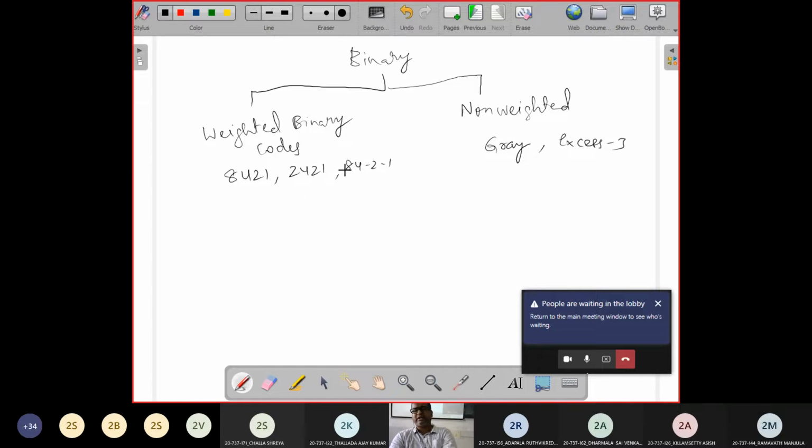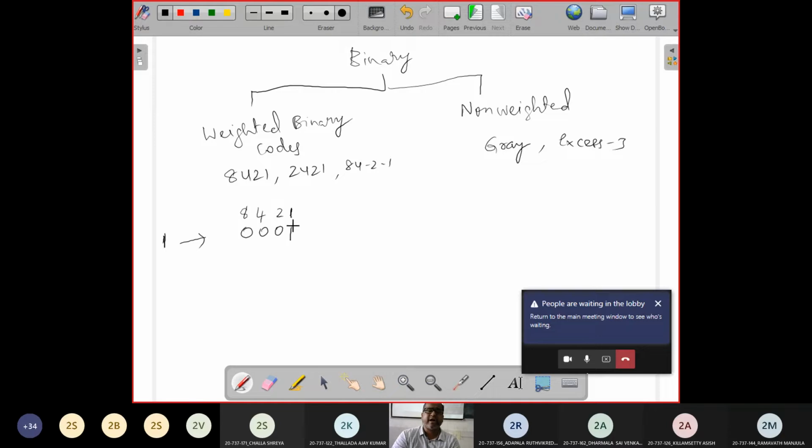So let us understand what is a weighted binary code and what is a non-weighted binary code. Say for example, I want to represent 1. How do I do that in binary? 0, 0, 0, 1. Here, how am I saying that this is the binary representation of 1? Because I'm assigning a weight to every digit. Whenever there is a 1 here, this is given a weight of 1, this is given a weight of 2, this is given a weight of 4, and this is given a weight of 8.